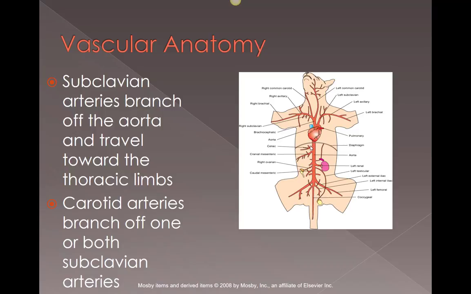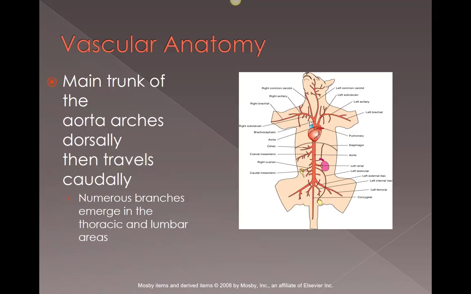Coming off of it along the way are things like the cranial and caudal mesenteric arteries that feed blood to the intestines and the GI system, the ovarian and testicular arteries, which give blood to the gonads, and the renal arteries, which give blood to the kidneys. You have all of these different ones, including the femoral arteries, which give blood to the hind limbs. All of these come off of the aorta.